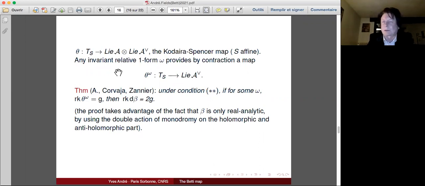Then the correlation between the Betti map, or rather between its rank, and the rank of Kodaira-Spencer, is the following theorem, under the same condition as before. If for some omega, the rank of this map is g, so maximal, so to speak, then the rank of the Betti map is also maximal, is also 2g.